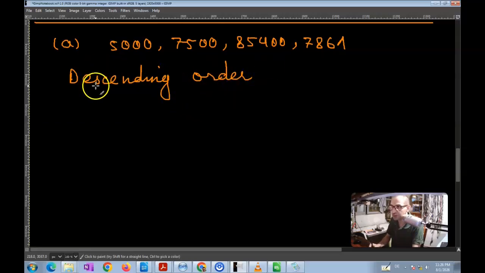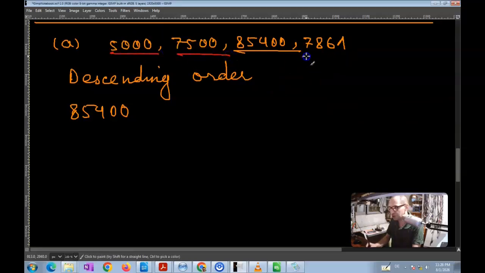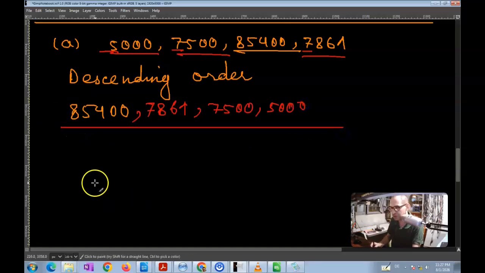In descending order, you start from the largest number, which is 85,400, because on this list it's the only 5-digit number. And then you have all of these 4-digit numbers. So 7,000, 7,000, 5,000. This one is supposed to be the smallest number, which is of course not what I'm looking for. I'm looking for still the largest number on the list. 7,500, 7,800. So 7,800 is going to be the largest number. Then 7,500 is next, and then 5,000 is going to be the smallest number. So then the numbers can be written this way.